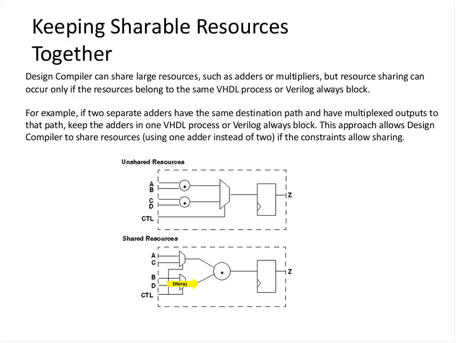Even if the code is as given in example one here, in case of unshared resources, if these A, B, C, and D, if these two additions are done in the same always block, then Design Compiler will know that it can share resources, so it will move the mux ahead and replace these two adders by a single one.